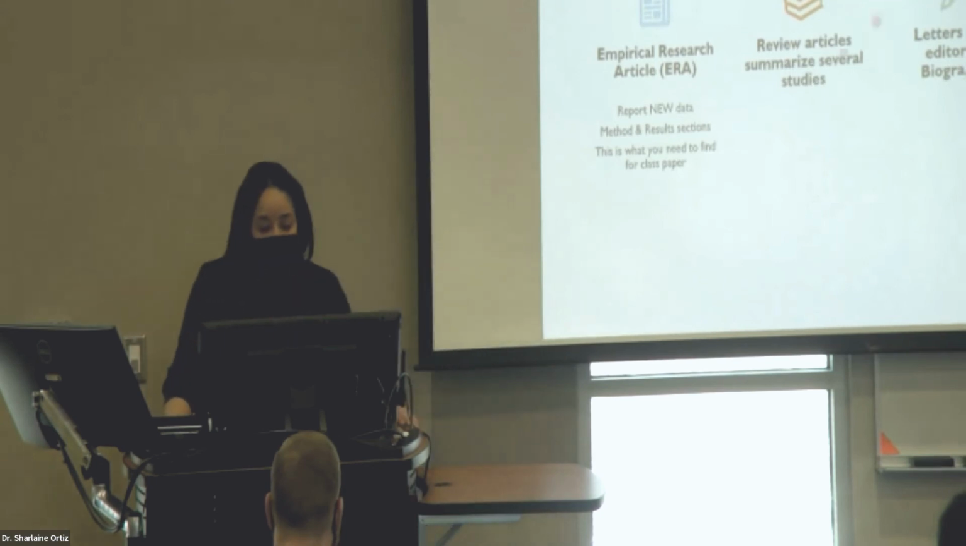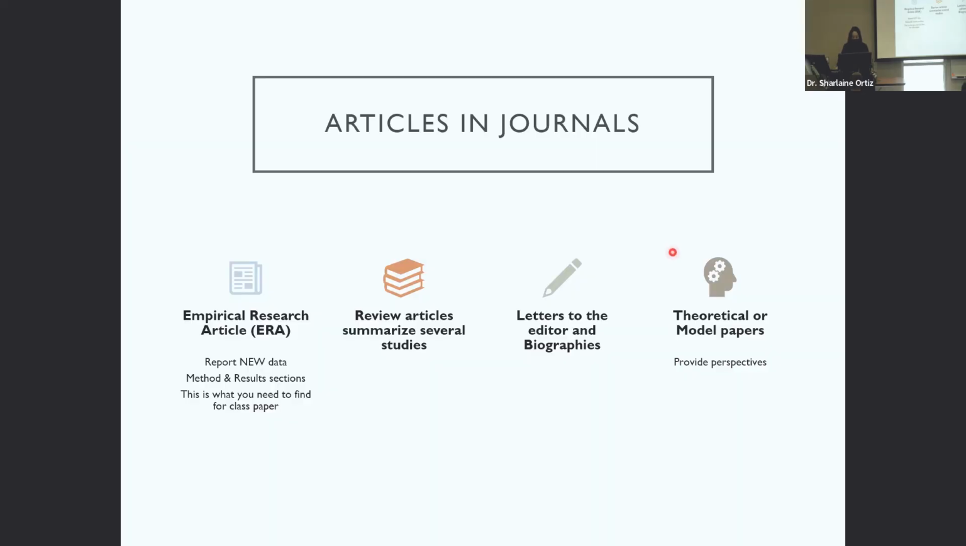And the last category we're going to talk about today involves that of theoretical or model papers. This particular category is basically how we are going to conduct new research. So this type of journal category is going to provide you with a perspective without collecting new data. This is simply a theoretical model for you to inform your research later on whenever you are conducting new research.